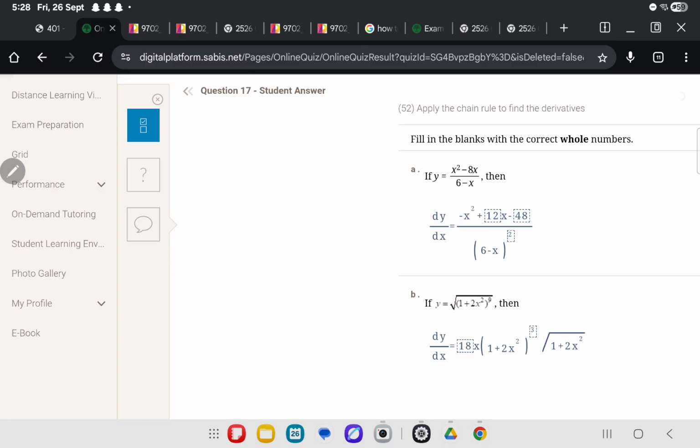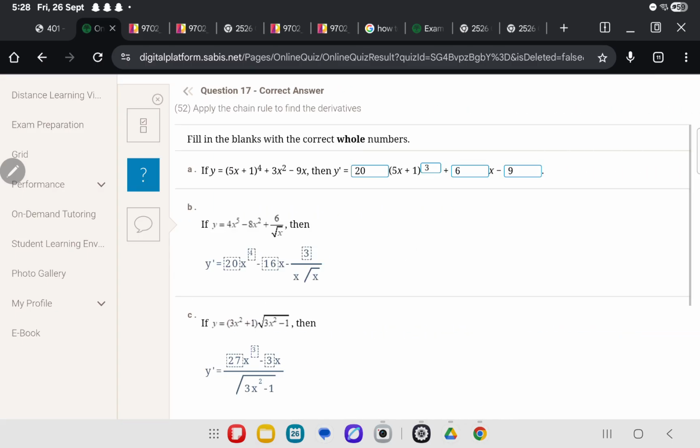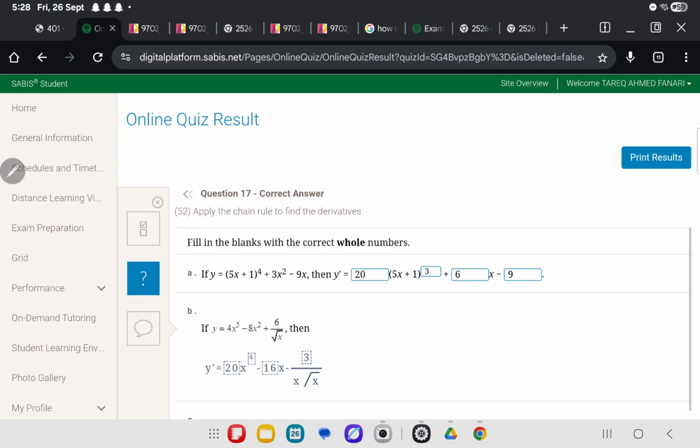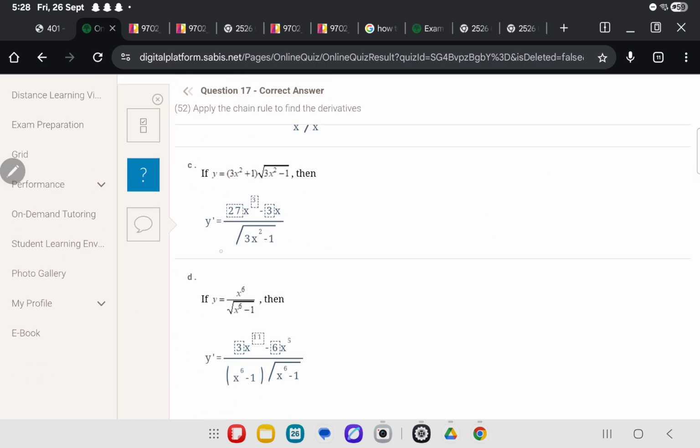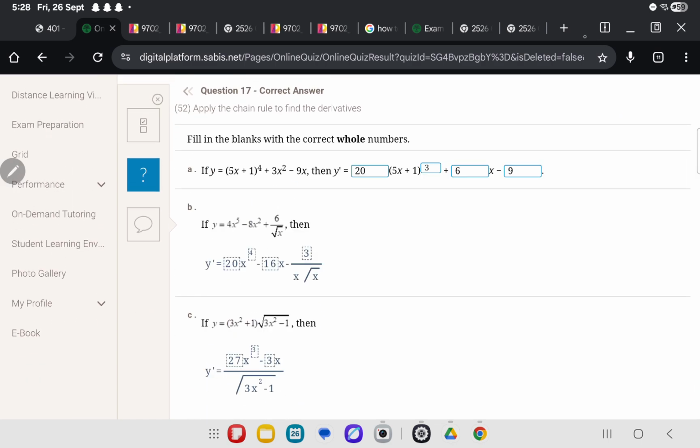Question 17. Question 17 is the repeated question from last week, and it's the very, very long one, but I'll still explain it, because why not? Okay. So, y is equal to all of this. So, y prime, very quickly, this is u. So, it's u to the power of 4, so it's going to be 4u cubed times the derivative of u, which is just 5, because it's 5x plus 1. The 1 will differentiate to 0. 5x will differentiate to 5.